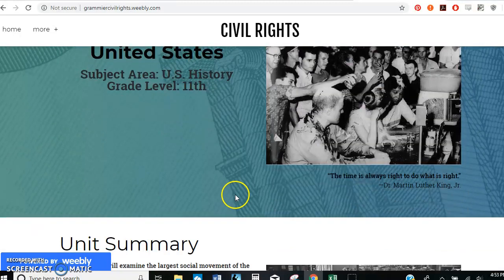One of these nonviolent protests is just an example of the nonviolent protests that we will be discussing during this unit plan. I've also included a quote from Dr. Martin Luther King Jr. that says, "The time is always right to do what is right."